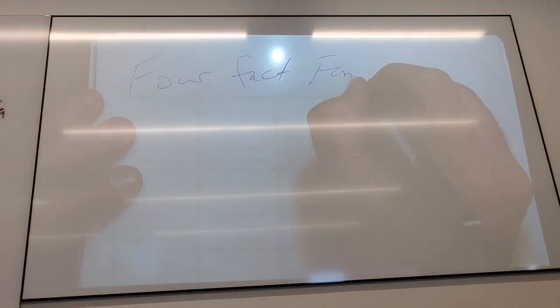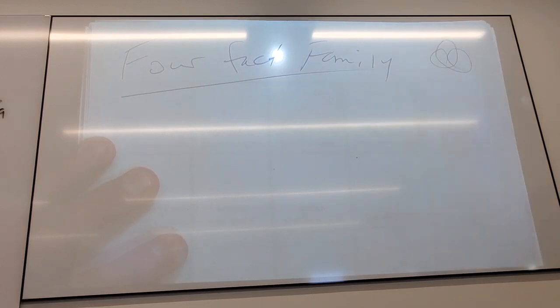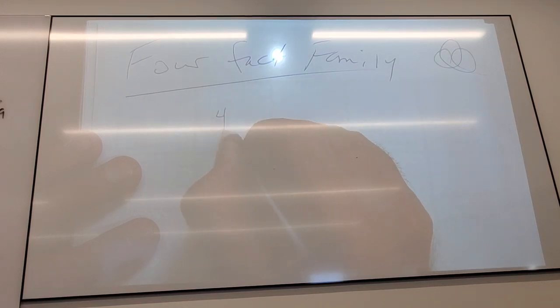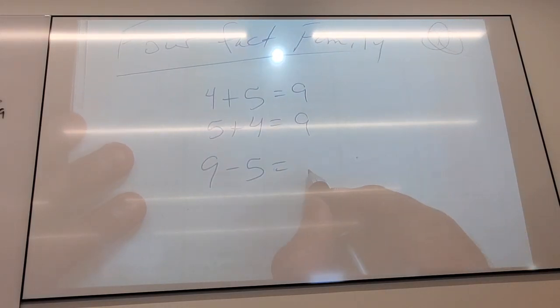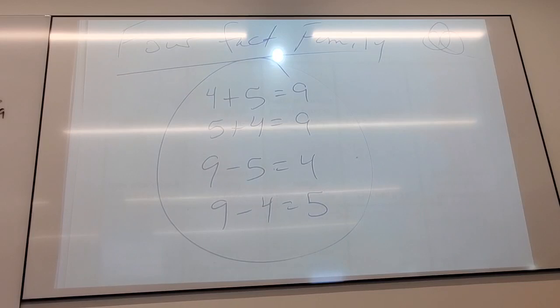Fact family. Here's an example of a fact family. You guys help me out. What is 4 plus 5? 9. So what's 5 plus 4? 9. So what's 9 minus a part of it? The other part. What's 9 minus the other part? The other part, right? That is a fact family.